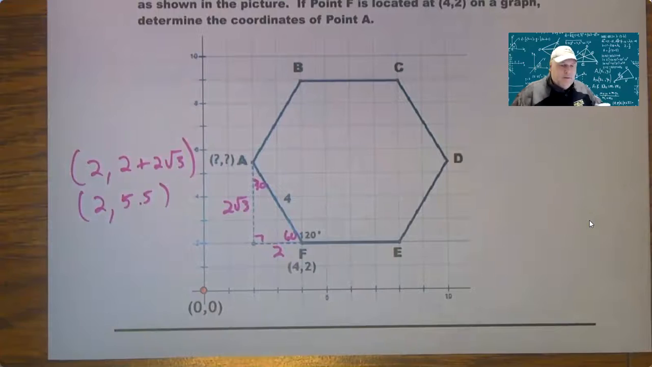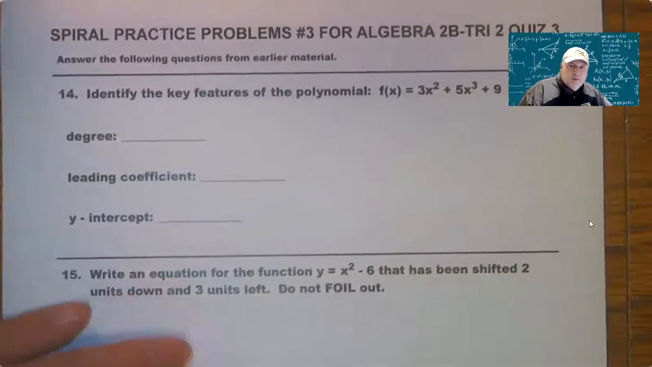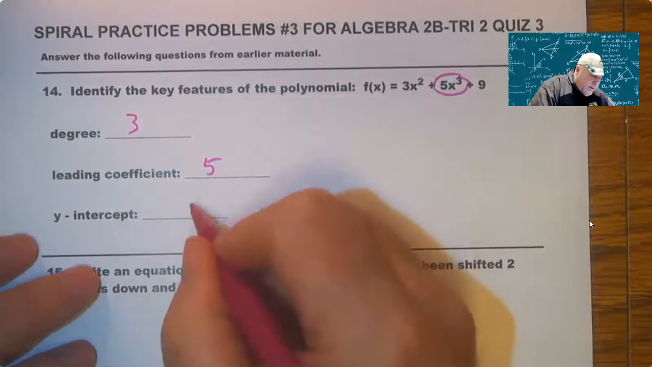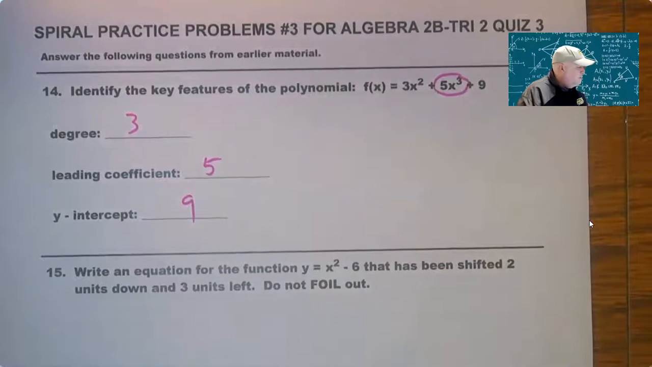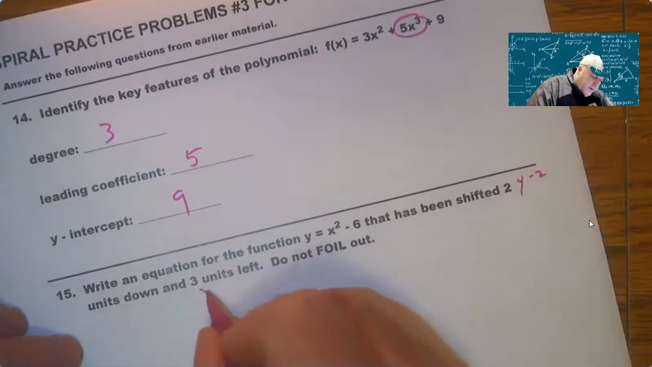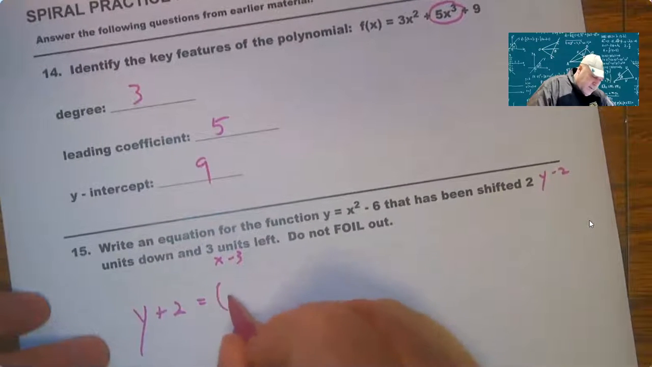I would need to see that you write this in and not just say, oh, that looks like about 5.5. Okay, and then the spiral. So degree is 3. Oh, don't miss that. Here's the term. Leading coefficient is 5. The y-intercept is 9. Be careful. 2 units down, so that's y minus 2, and then 3 left.